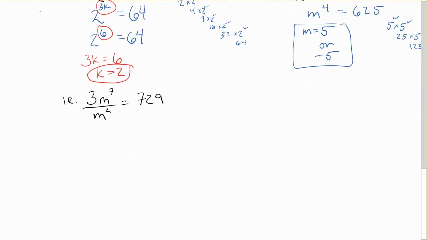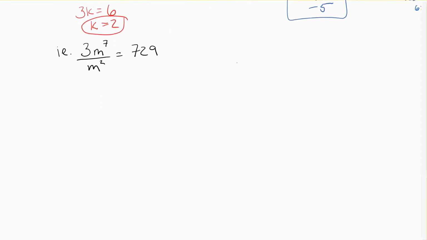Looking at our last example here, we've got 3 m to the power of 7 divided by m to the power of 2 is equal to 729. Lots of steps here. If you see more than one term there with algebra, can we simplify them would be my first question. And m to the power of 7 divided by m to the power of 2, it does indeed simplify down to m to the power of 5 is equal to 729. And I've got that 3 in front. I might think, hey, that's 3 times m to the power of 5.